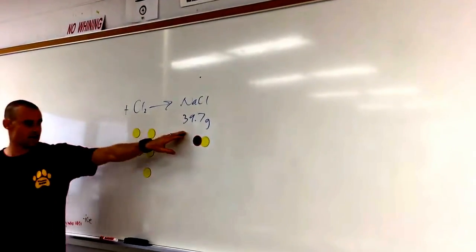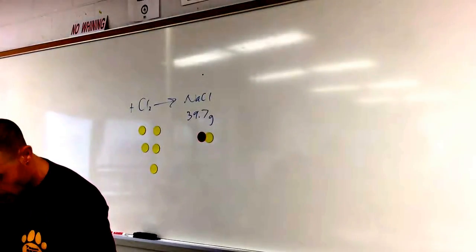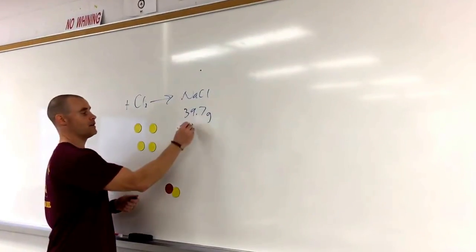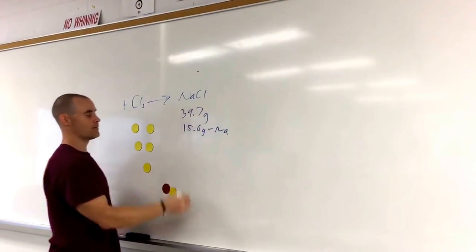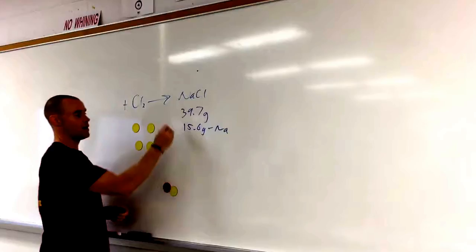So all the sodium reacts, and some Cl is left over. How do we know? The first question says, how many grams of chlorine reacted? If we know 15.6 grams is the sodium, we subtract these numbers: 39.7 minus 15.6, that's 24.1 grams of Cl reactant. Conservation of mass: the mass of your reactants that actually react is going to equal the mass of the product. So 15.6 of this mass is Na, the rest of it is Cl.